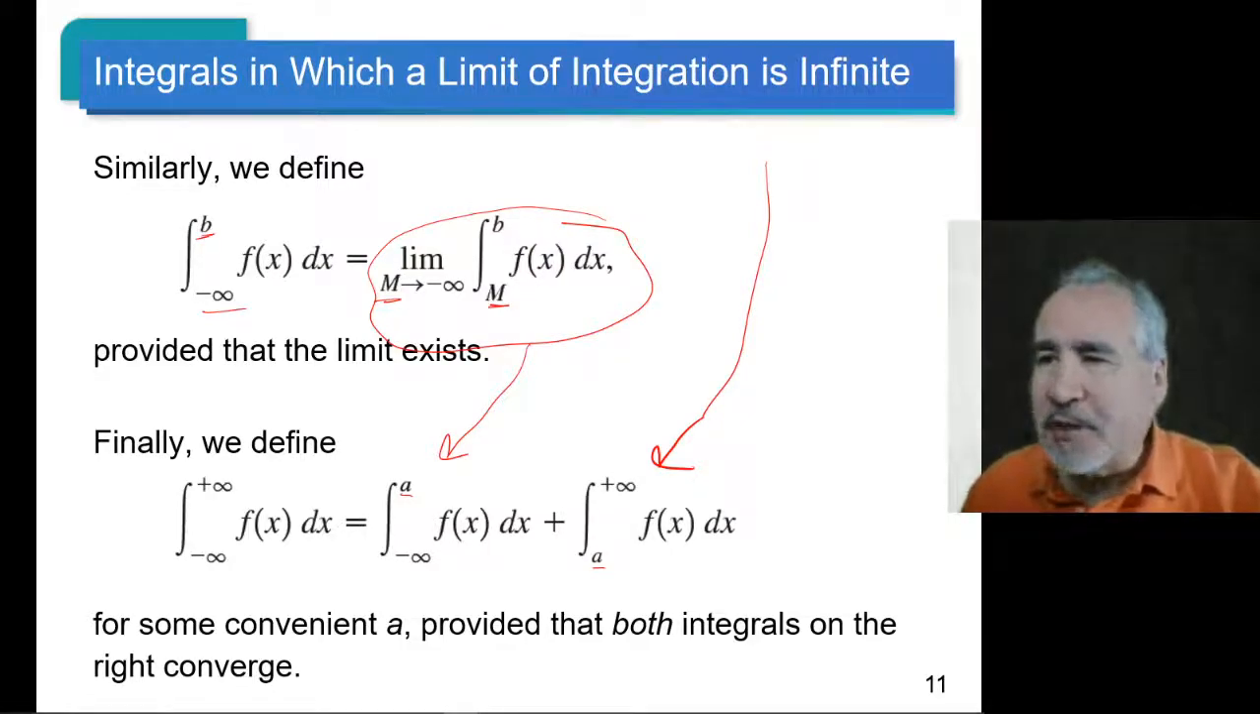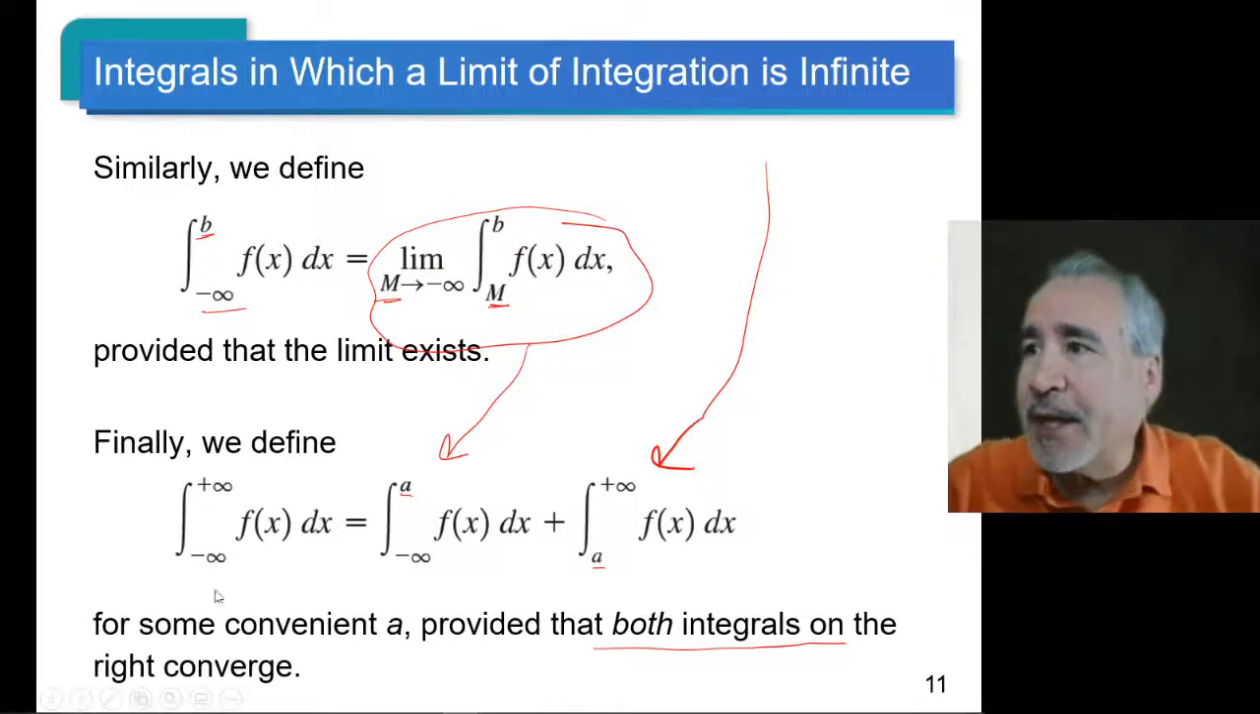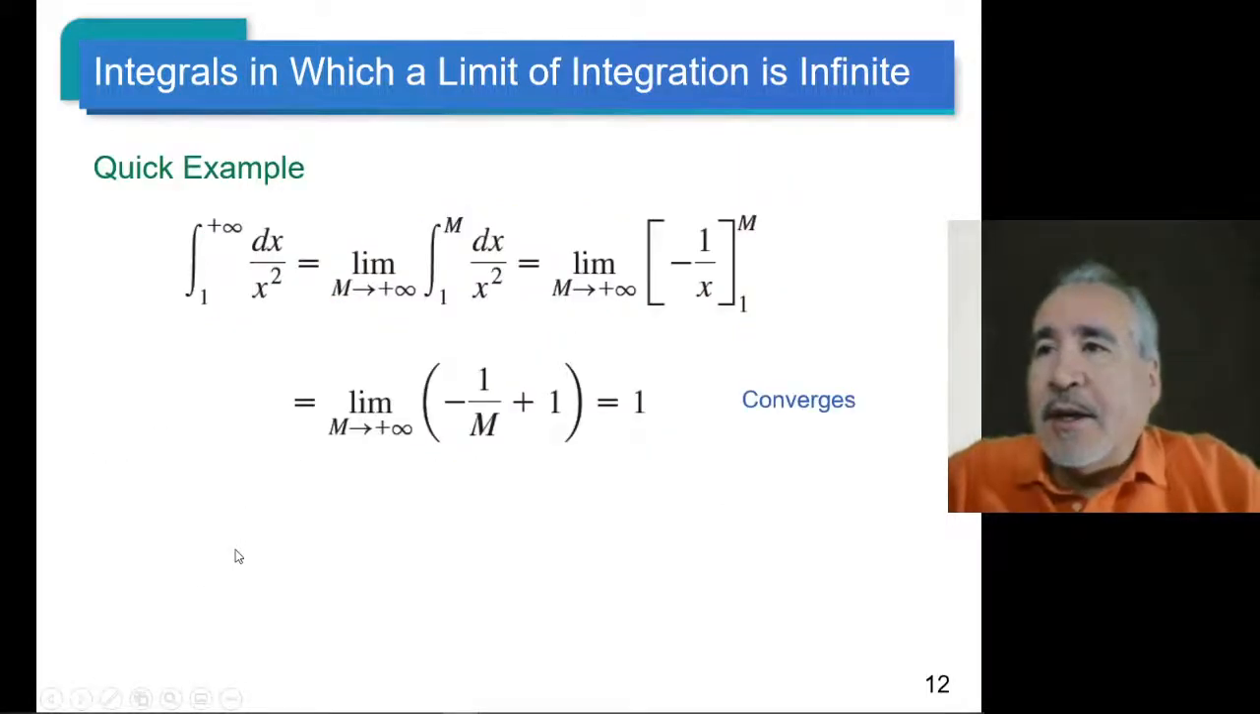So we would need both of these to converge to be able to get a number. Okay, hopefully this all makes sense. Again, it's a bit abstract as we're going, but you'll see. Both have to converge. And that makes sense, because if one diverges, it will diverge. Okay? All right, so here's an example.